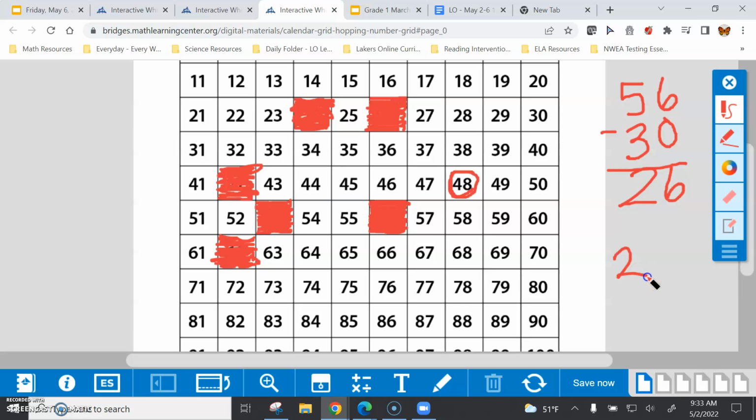We were on the number 26, and so we went over 2, and down 2. 26, and then when we go 1, 2, that's 2. We go down. 10, 20. 20 plus 2 is 22. Oh my goodness. Look at this. We end up on the number 48.